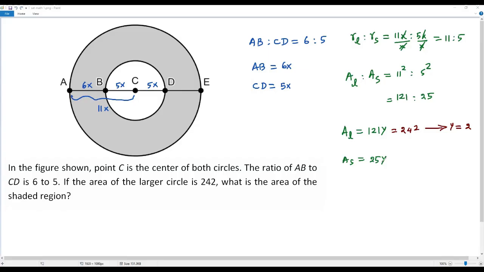Now to get the area of the smaller circle, we have to plug in this 2 for y over here. Then I'm getting 25 times 2 equals 50. Here I got the area of the smaller circle.